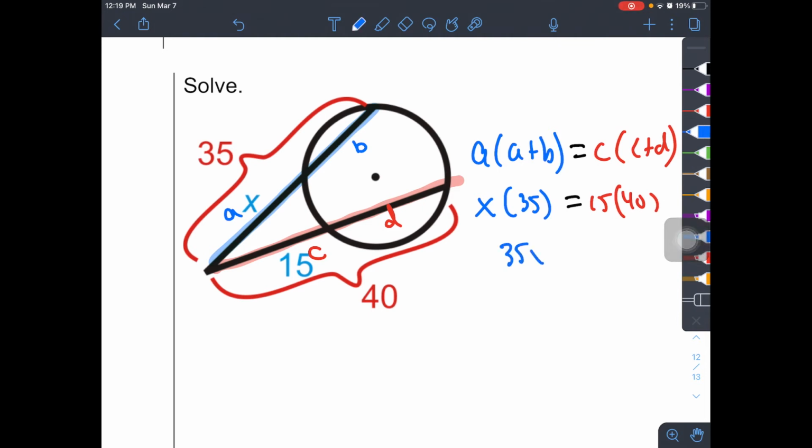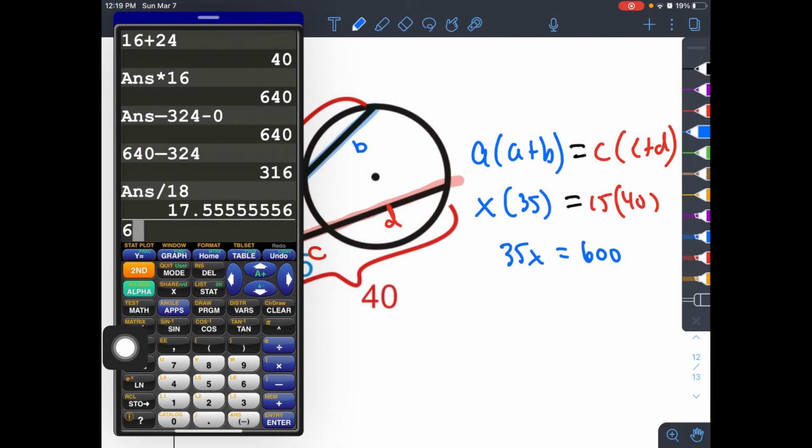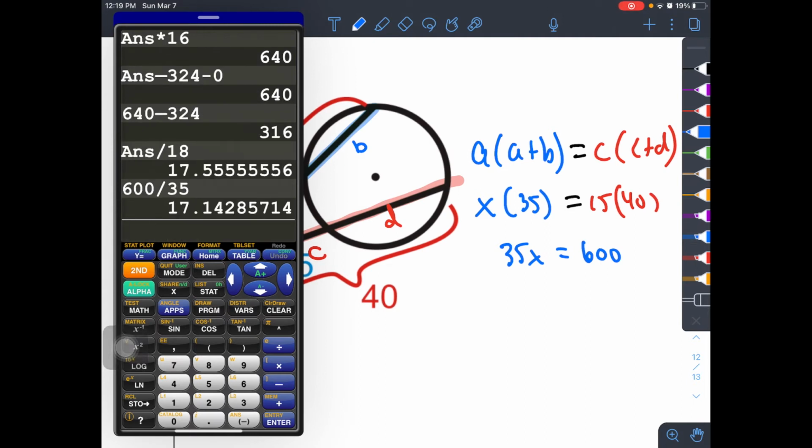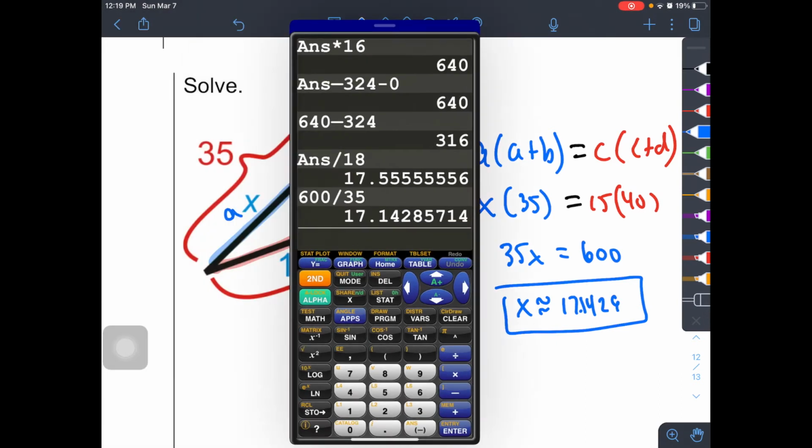So 35x equals 600. Take our calculator out. 600 divided by 35 gets us 17.1429. So x is about 17.1429. Okay.